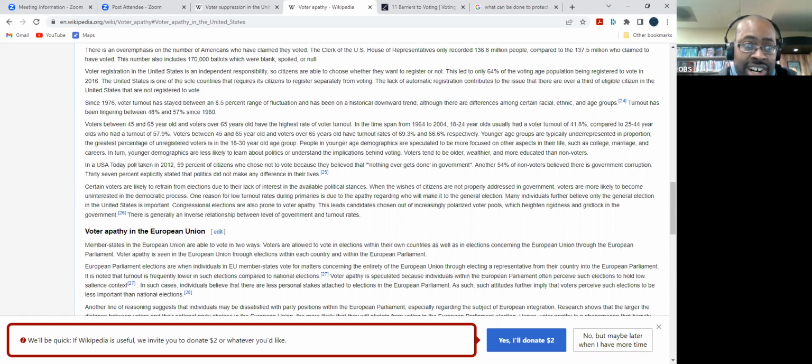Congressional elections are also prone to voter apathy. This leaves candidates choosing out of increasingly polarized voting polls, which heightens rigidness and gridlock in the government. There is generally an inverse relationship between the level of government and turnout rate. But the reality is that a lot of what's happening in your communities is not at the federal level, but at the local level.